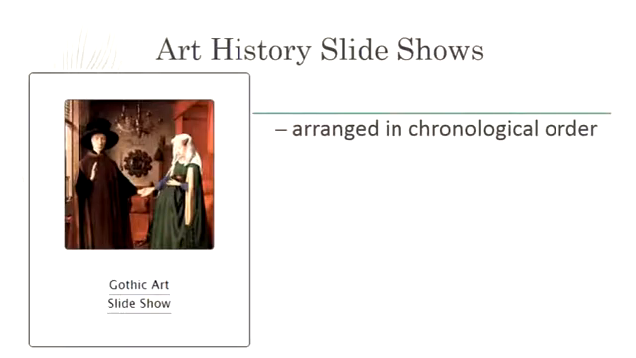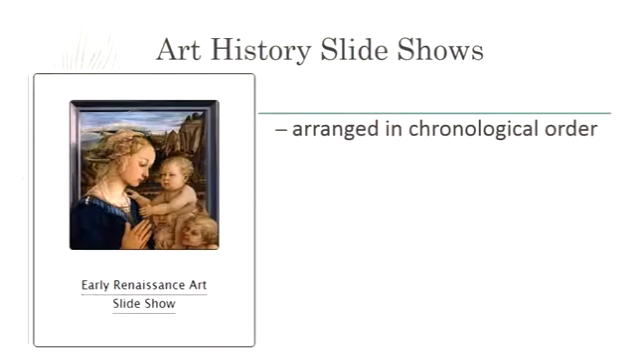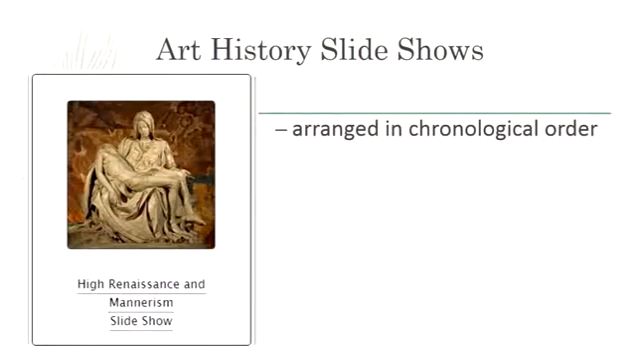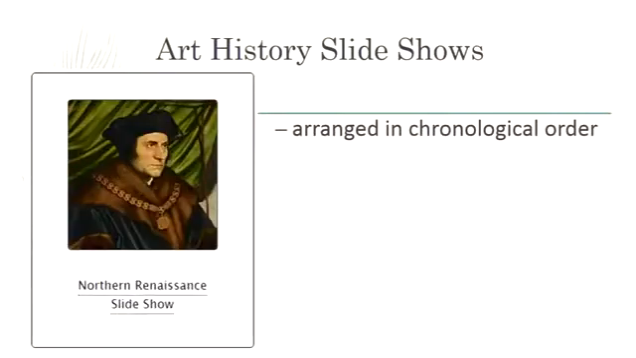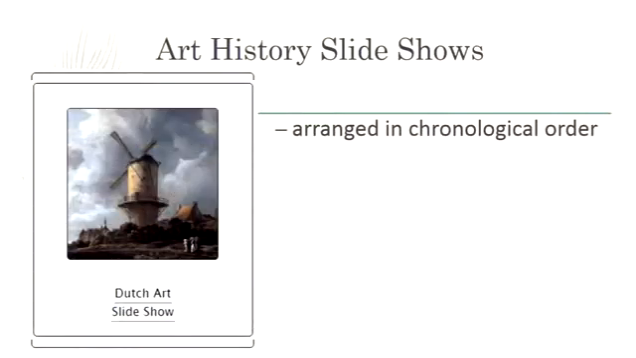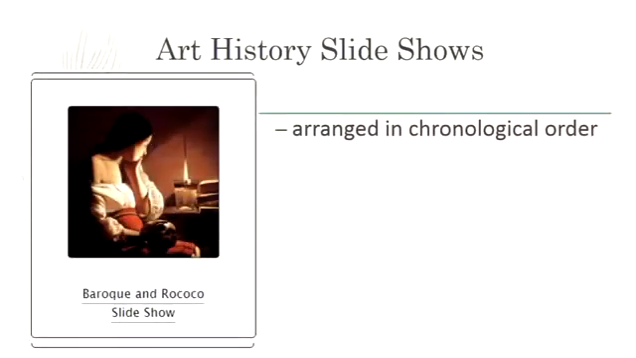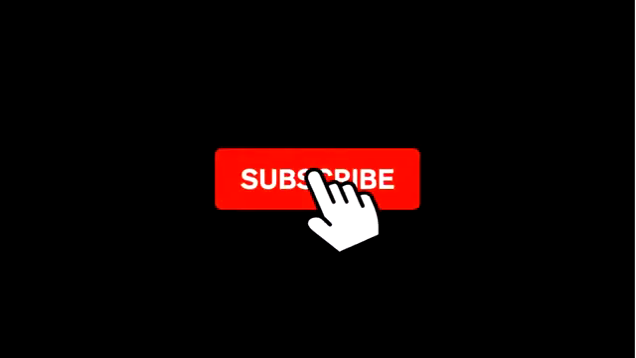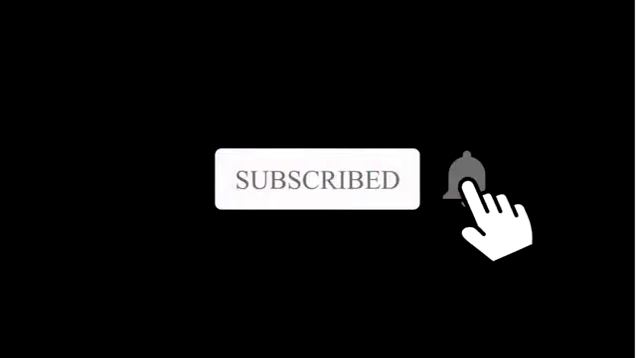This is Gothic art. This is early Renaissance art. This is High Renaissance and Mannerism. This is an example of Northern Renaissance. This is Dutch art, and Baroque and Rococo, and Neoclassicism and Romanticism. We also have Realism and Pre-Raphaelite.